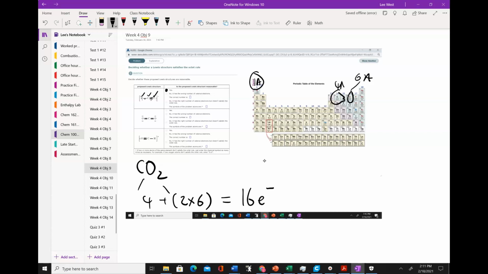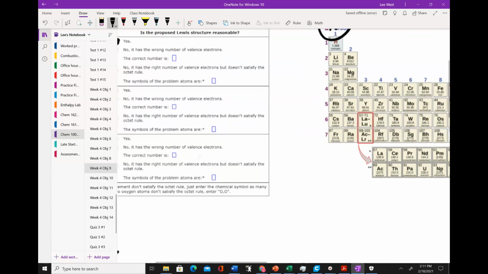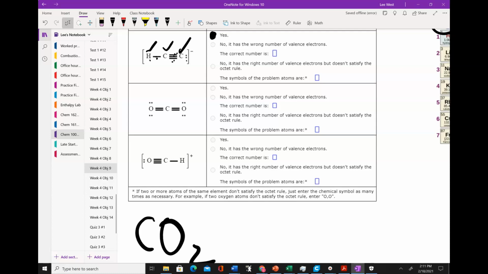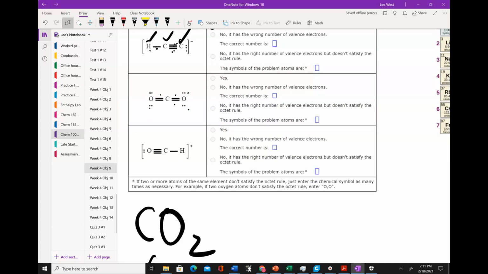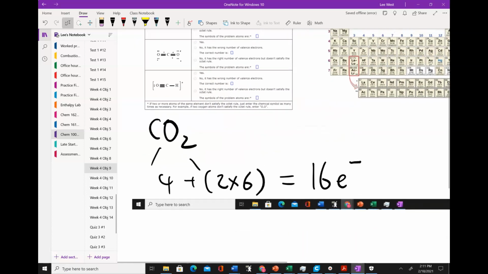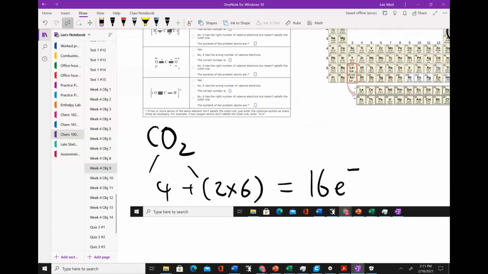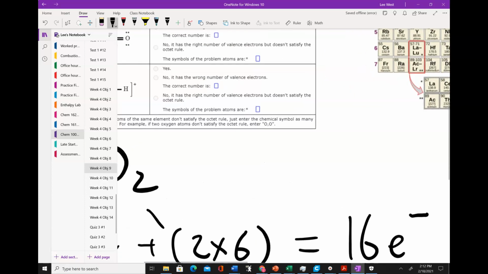Okay, so does our diagram have 16 electrons? Every bond counts for 2, right? 2, 4, 6, 8, 10, 12, 14, 16. So everything has the correct number of electrons. Now, before we decide that it's a good Lewis structure, we're going to check that each atom has either an octet if it's not hydrogen, or a duet if it is hydrogen. Now in this case there's only non-hydrogen atoms, so we're looking for every atom to have an octet.